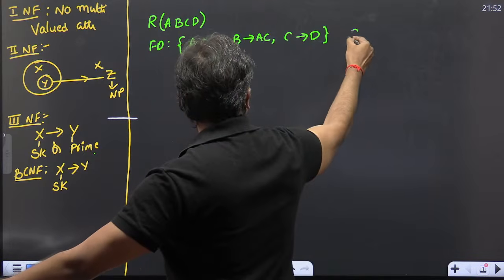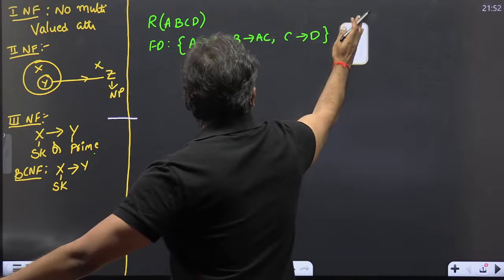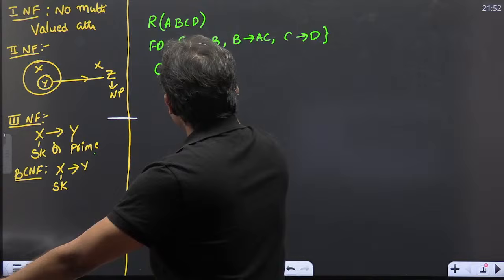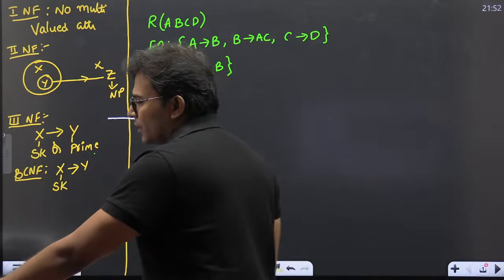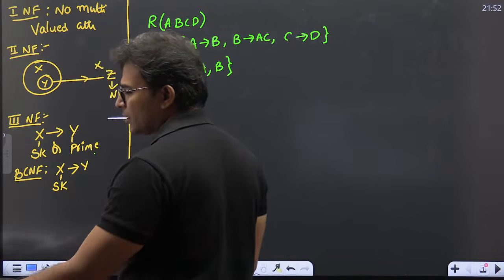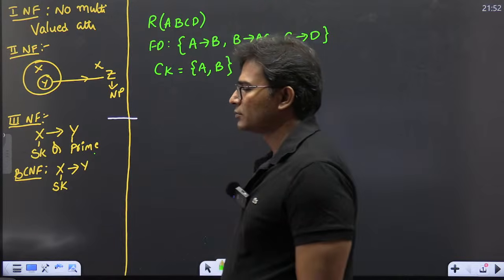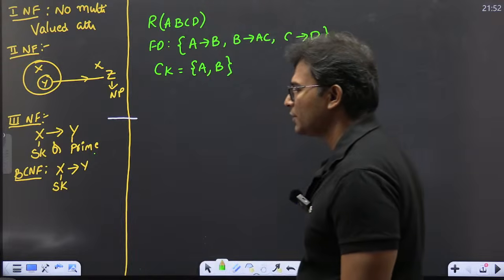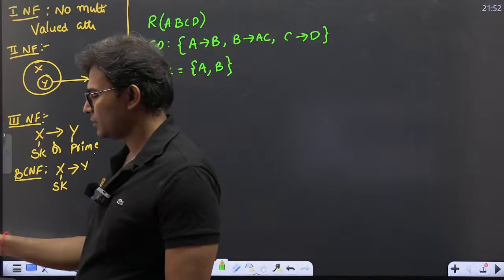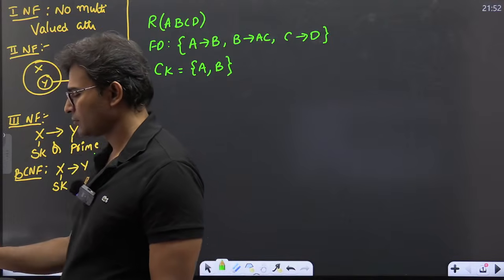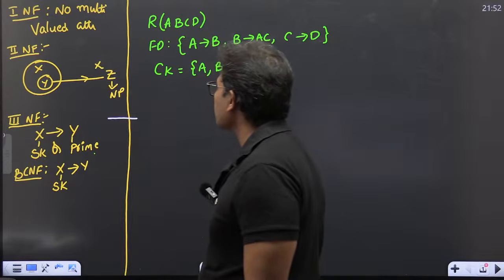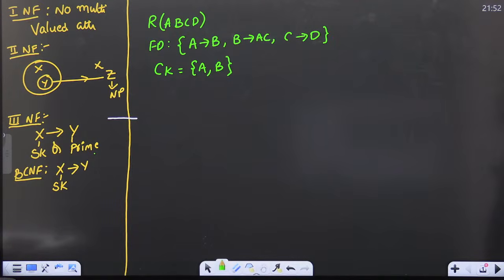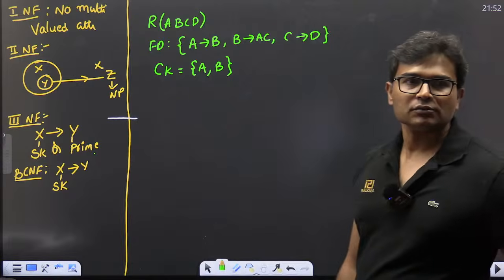Okay, so candidate keys are, let me write it here. Candidate keys are only two. What are they? A, and B. This example will teach you something. So you try it.